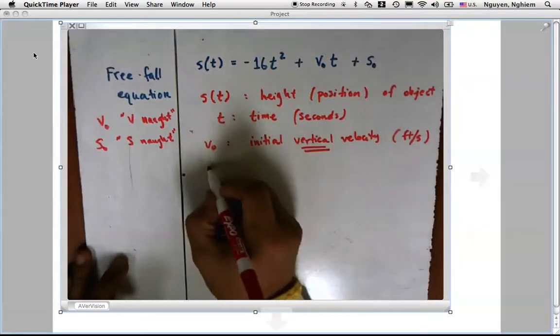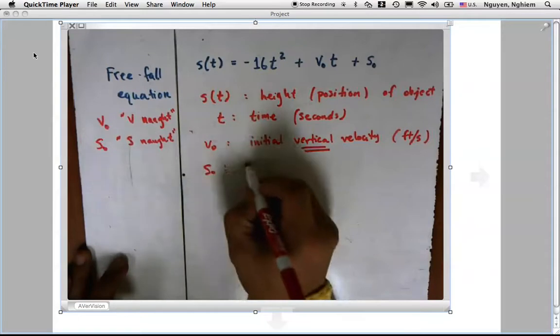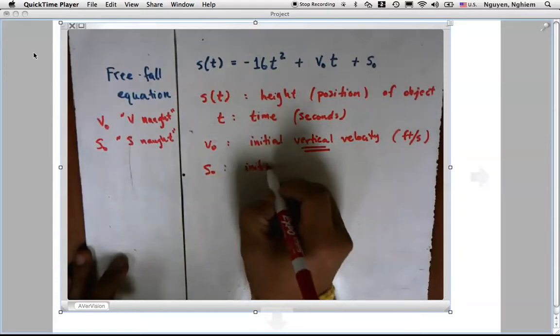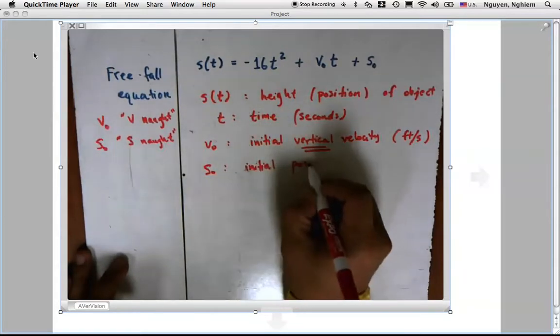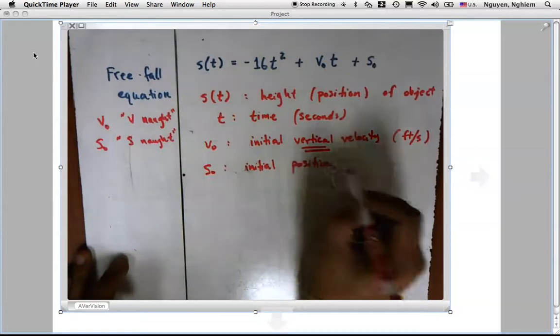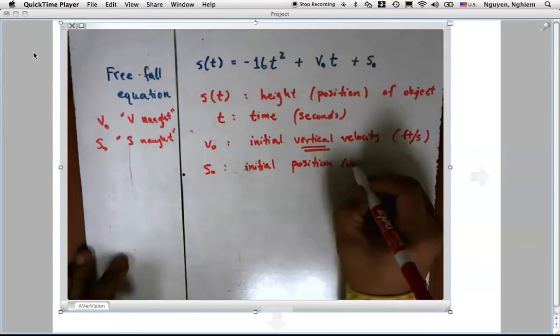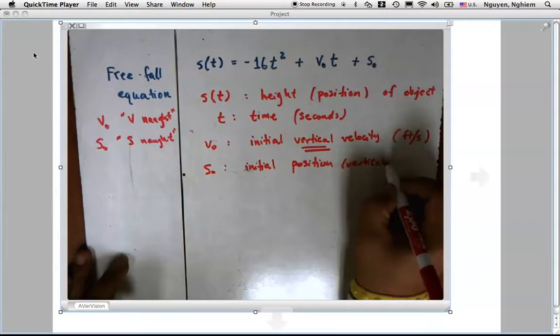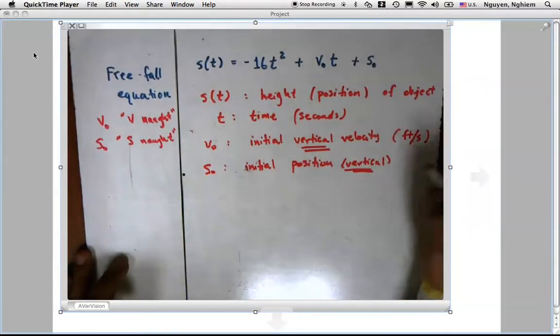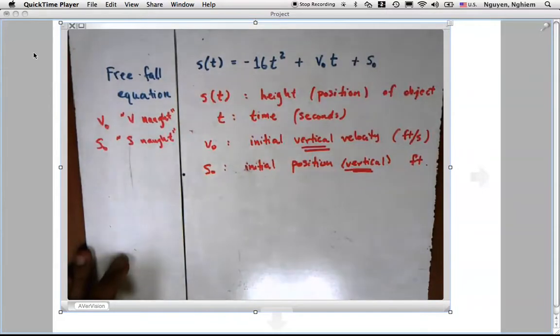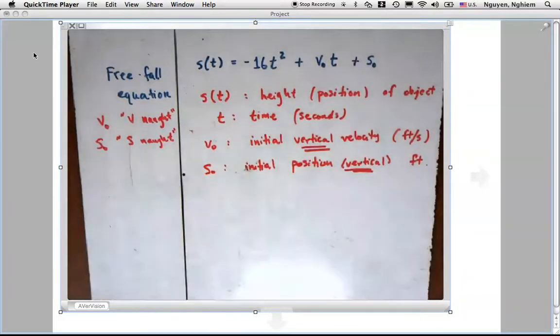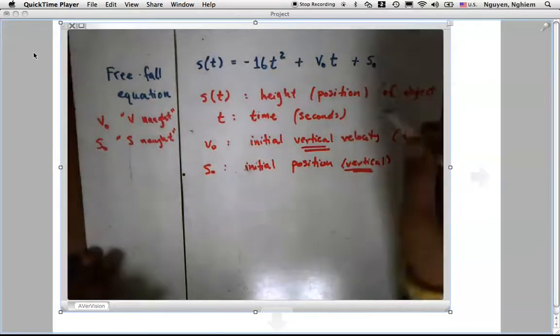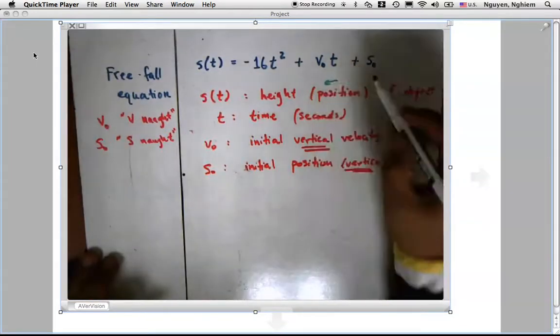And then finally, S naught is the initial position. And again, this is the initial vertical position, and this is measured in feet. Or you can also look at this as the starting height. I forgot to mention one thing earlier up here. S of t, the height of the object, is measured in feet.